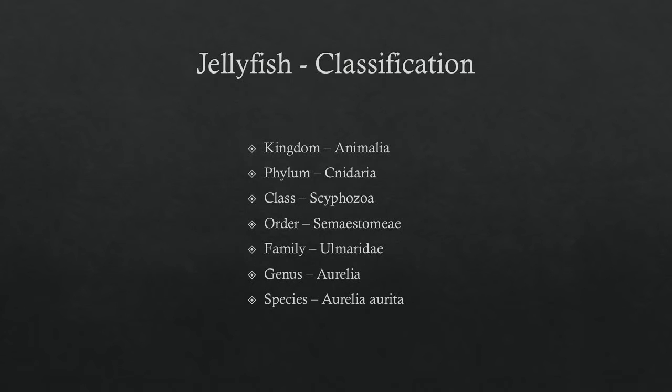Jellyfish, classification. Kingdom, Animalia. Phylum, Cnidaria. Class, Scyphozoa. Order, Semaeostomeae. Family, Ulmaridae. Genus, Aurelia. Species, Aurelia aurita.